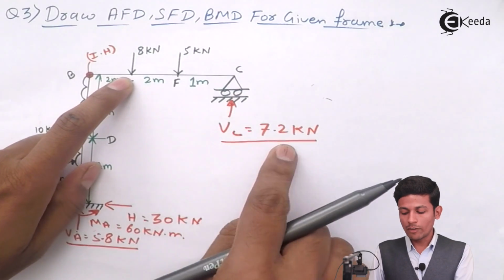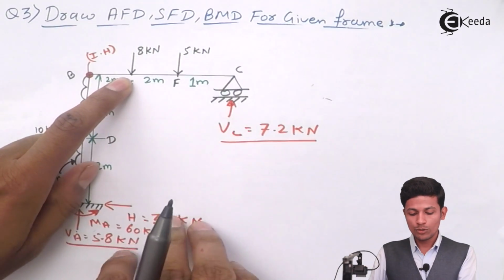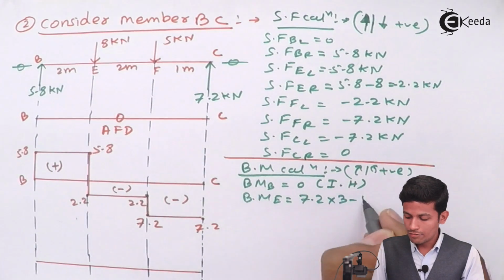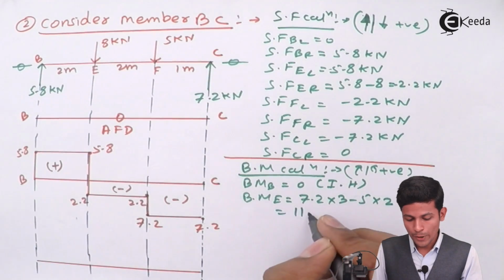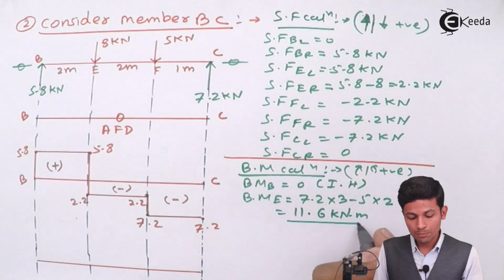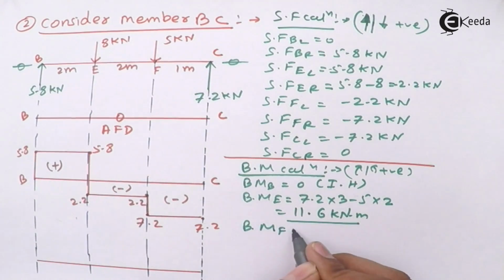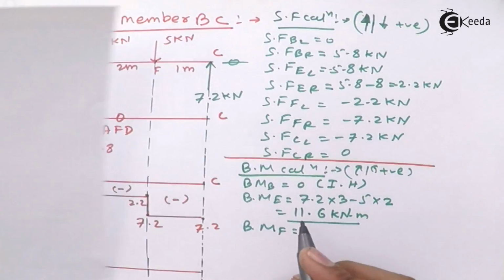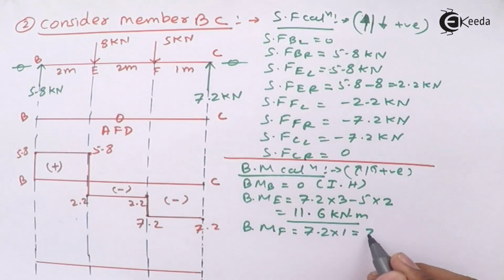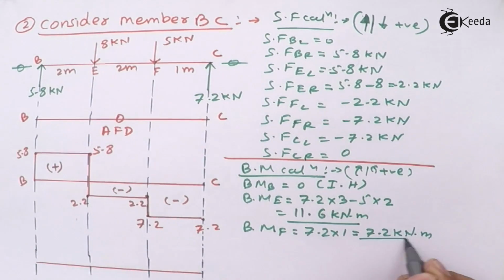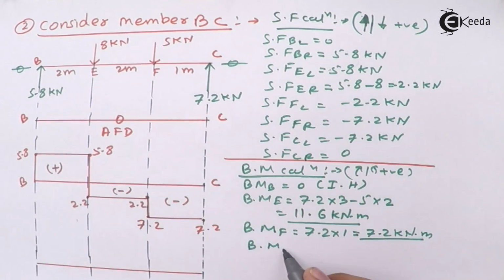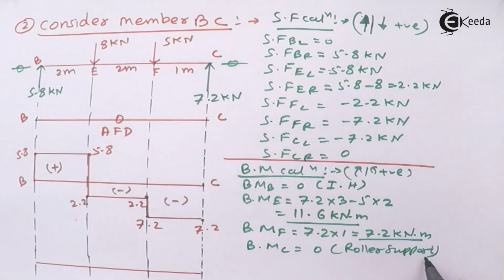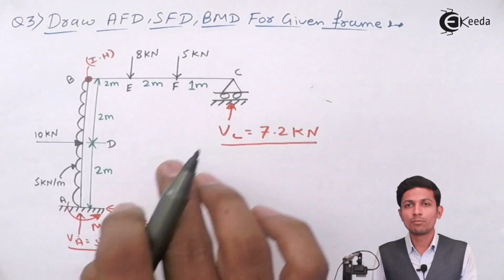See, here it comes 7.2 into 3 minus 5 into 2. See, 7.2 into 3 minus 5 into 2. This will come 11.6 kilonewton meter, which is positive. Now bending moment at F is equal to 7.2 into this distance 1, which is 7.2 kilonewton meter. Now bending moment at C is equal to 0. See, bending moment at C will be 0 because of the roller support.